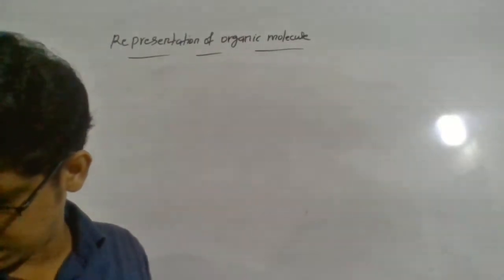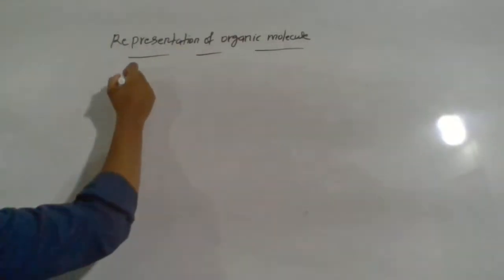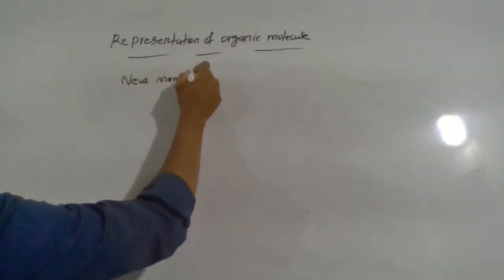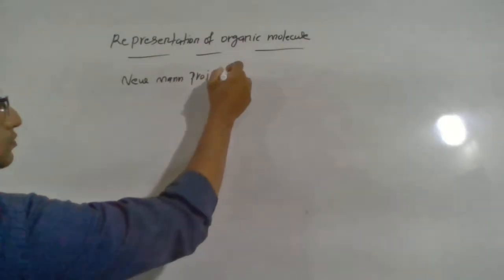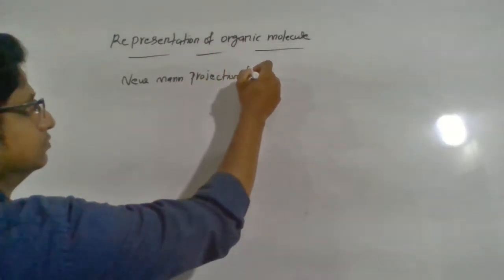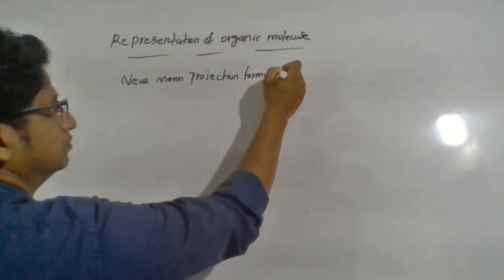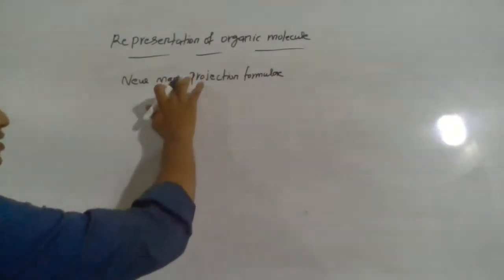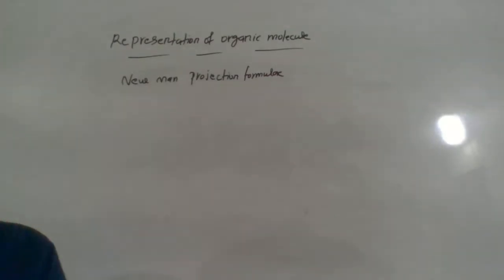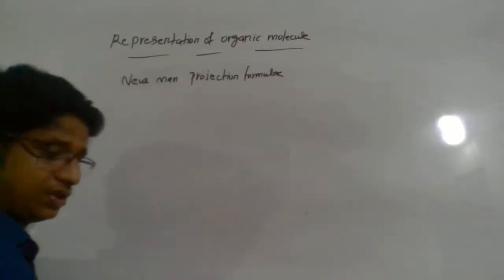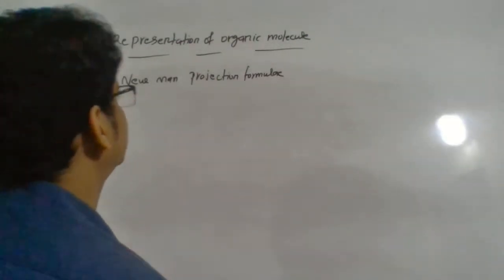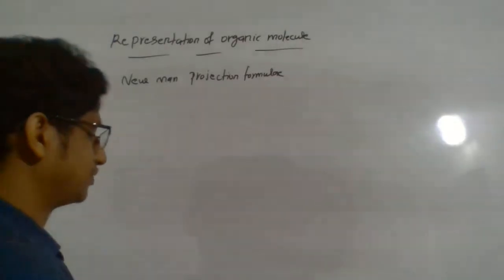Similarly, the third one, that is the Newman projection formula. So this is the case now. Still, this is not for the study of conformation. So that's the way you can imagine the Newman projection formula and the sawhorse projection formula.